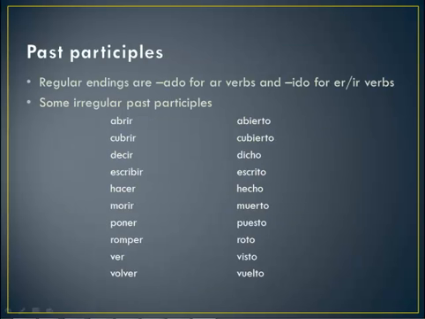Remember, when forming the past participles of the verb, for regular verbs, you're going to drop AR and add ado. And for ER-IR verbs, you drop the ER-IR ending and add ido. Here's a list of the irregular past participles in case you've forgotten them. They should be in your notes already. If they're not, write them down now.